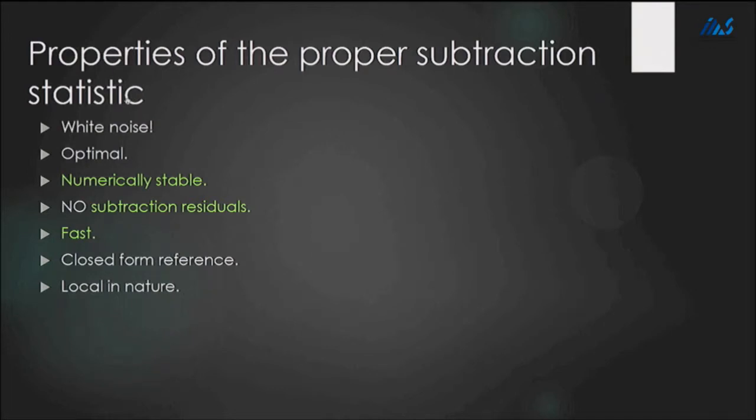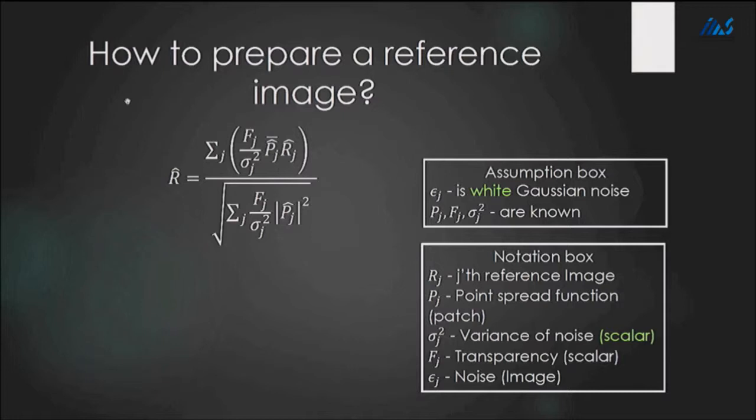And no subtraction residuals, that's by construction. The constant image actually is removed completely, mathematically. It's fast, it's in closed form. There's no complex minimization of images. So it's actually faster than reading the images from memory. It has a closed form reference, which I'll show in a moment. And it is local, so you can use spatially varying PSFs, which is a feature missing from all existing solutions. Okay.